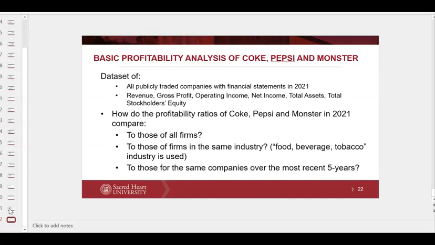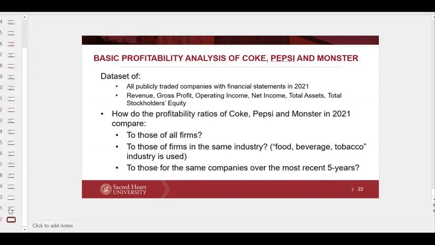How do the profitability ratios of Coke, Pepsi, and Monster in 2021 compare to those of all firms, all publicly traded companies in 2021? How does it compare to just those firms in the same industry? I'm going to use my data set's industry classification for food. It puts Coke, Pepsi, and Monster all in the food, beverage, and tobacco industry. So that's the industry we're going to use.